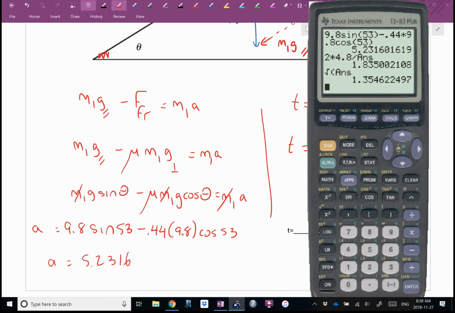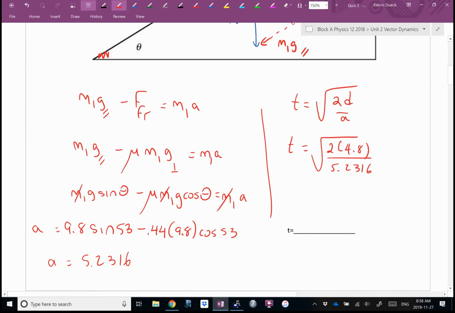Do you get 1.35 seconds? I would take probably 1.4 seconds. I would probably take 1.34. Maybe if you use the 5.2316 instead of your answer button, you might get a tiny bit below that. I don't know, but I'm going to go 1.35 seconds. Now, if you got that, 4 out of 4.